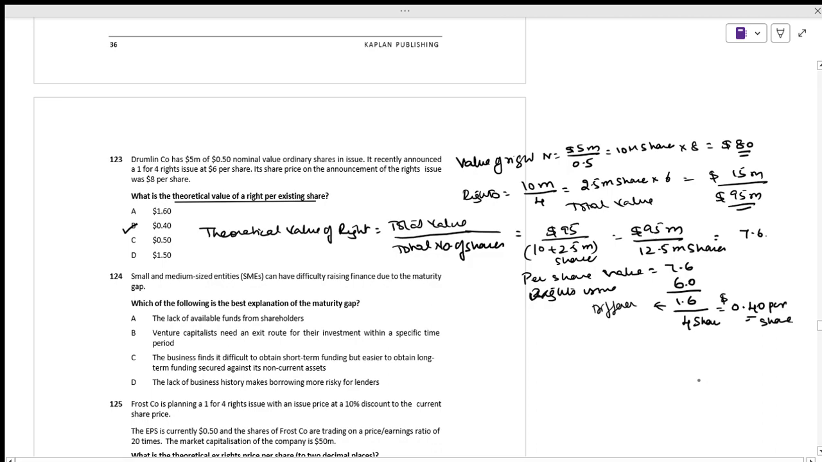0.4. Next question: small and medium size enterprises can have difficulty raising finance due to the maturity gap. Which of these is it? See, there are two things. One, there is a maturity gap. The second one is the funding gap.